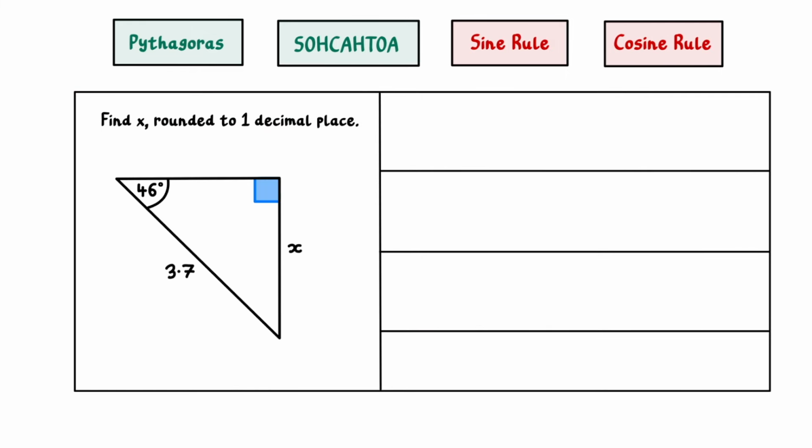In our second example, we have side lengths of 3.7 and x. One of the angles is marked as a 90-degree right angle, and another is marked as being 46 degrees. The presence of a right angle means that we'll want to use either Pythagoras or SOHCAHTOA. Pythagoras' theorem involves all three sides of the triangle, but we only have two of the three sides labelled, so this won't be an option. By process of elimination, we'll want to use SOHCAHTOA.